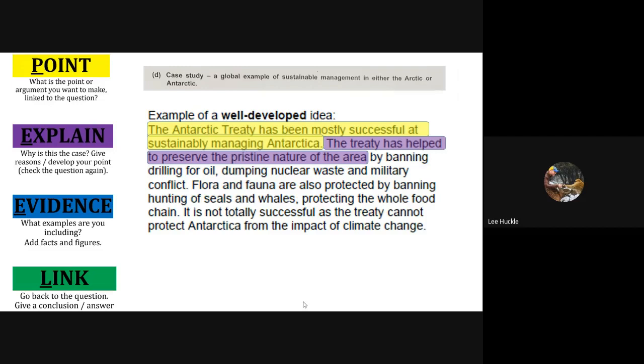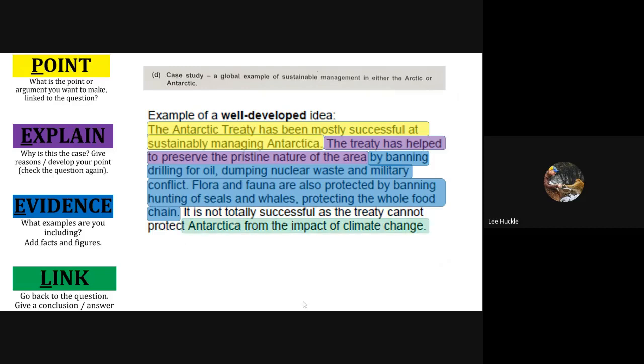Now, what they've then done very craftily is give some evidence as to how it's doing that. So the example is by banning drilling for oil, dumping nuclear waste, and military conflict. Flora and fauna are also protected by banning hunting of seals and whales, protecting the whole food chain. So they've given the evidence, the example as to how the Antarctic Treaty is preserving the natural environment. So they've backed it up with that evidence.